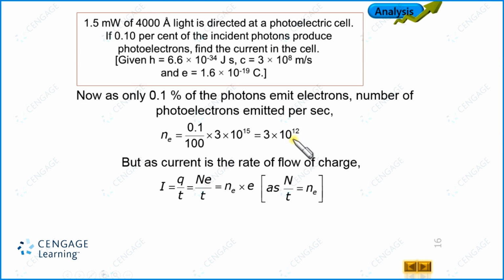So now we can substitute the value of this NE, and the value of E we know, that is 1.6 into 10 to the power minus 19. Now we can find this current, right? Current is equal to the multiplication of these two quantities, and finally we'll get 0.48 microampere. This is the photocurrent flowing through the photocell. So let us move to the next problem.